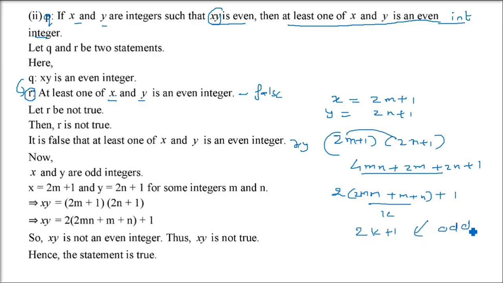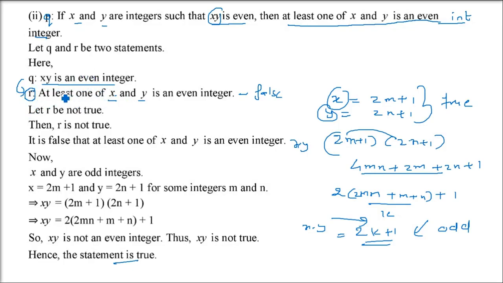So this is odd. So xy is not an even integer, and we found the contrary. As I said, when we say that one is wrong, the other is also wrong. So it is true. I hope you got the idea. If not q, then not p, that means p implies q, or p is what we want. This is a true statement.